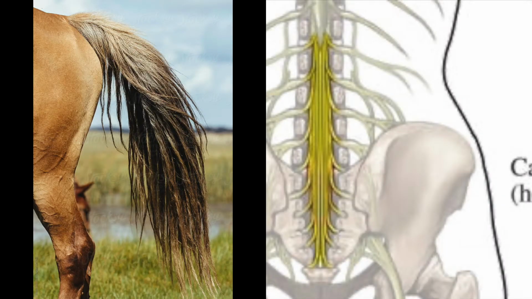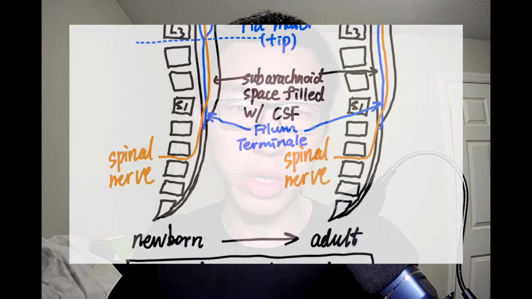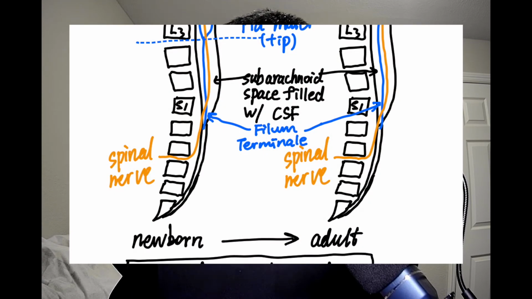These descending roots look like the tail of a horse and thus are called the cauda equina. The arachnoid mater and the subarachnoid space continue down to the S2 level, so the nerve roots of the cauda equina are bathed in CSF.